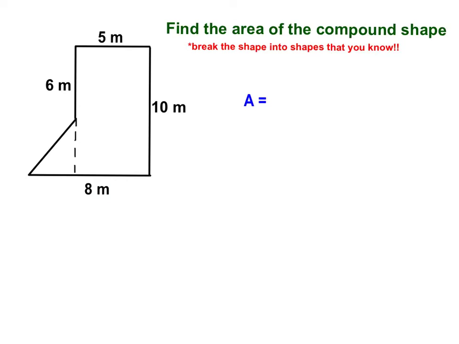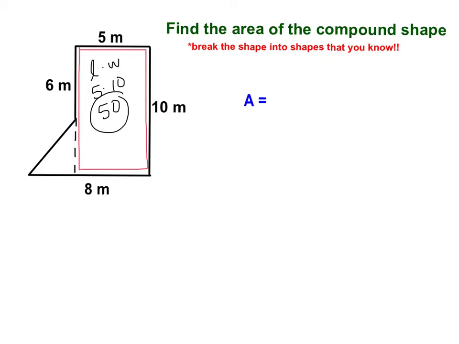So first let's go ahead and find the area of the large rectangle. If you notice, this rectangle is a 5 by 10. So again, that area is length times width, so it's 5 times 10, and this right here is 50.